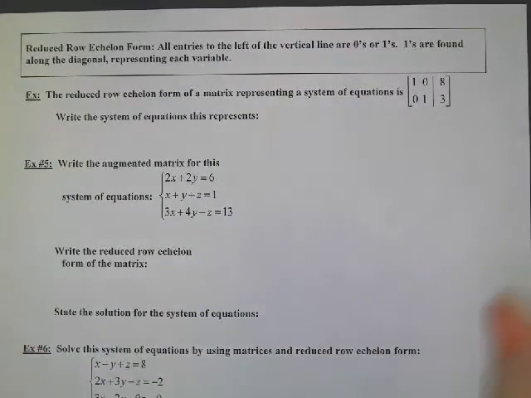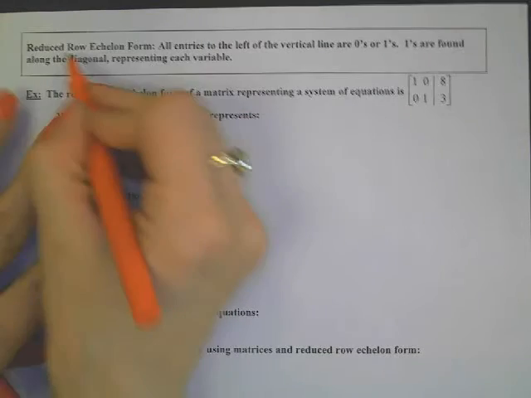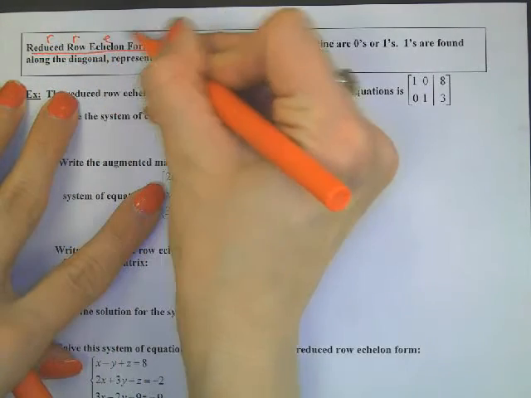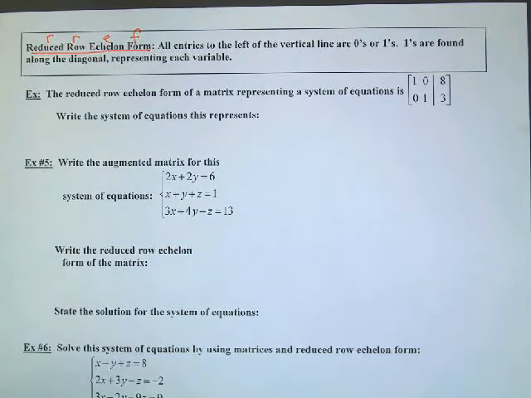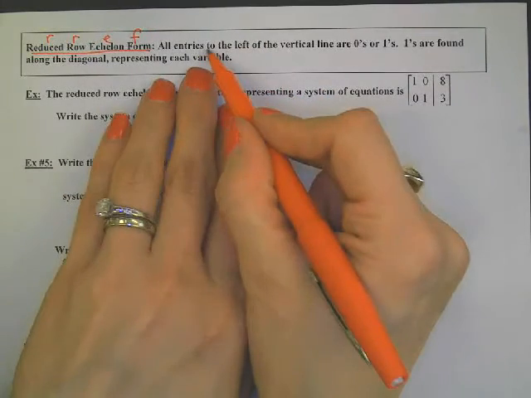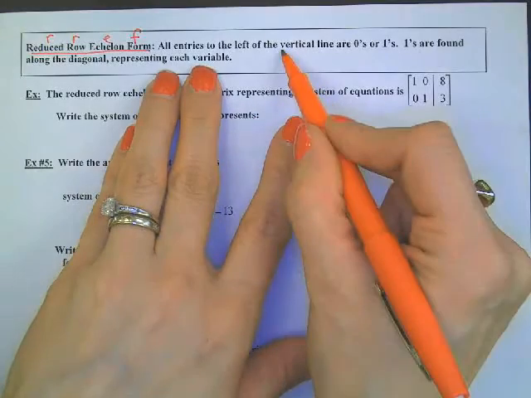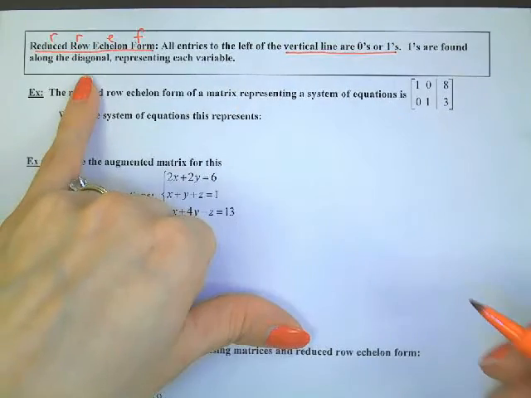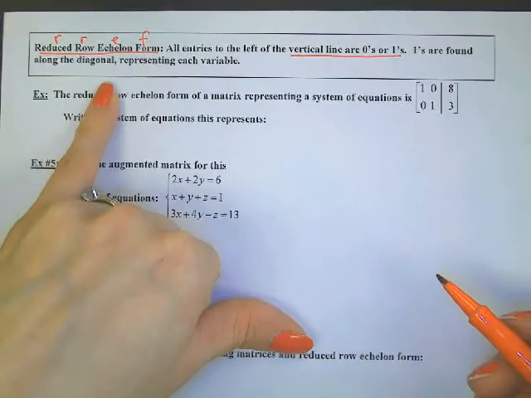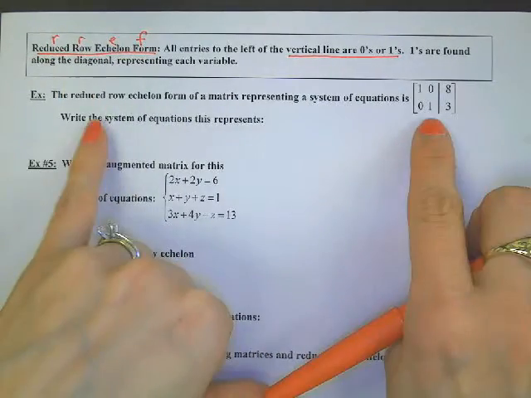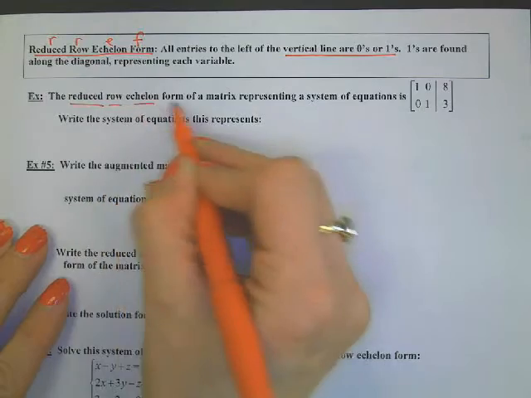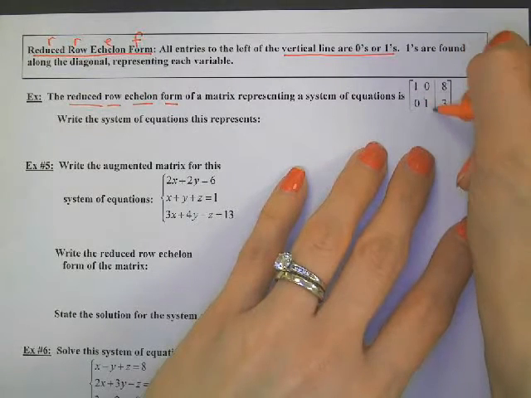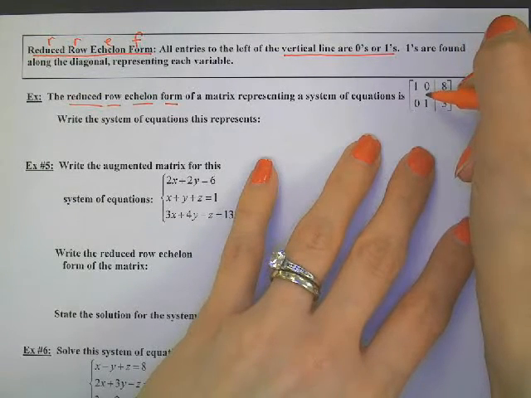Another type of matrix that we're going to use a lot is the reduced row echelon form, and that's called RREF. The reduced row echelon form is a matrix where all entries on the left of the vertical line are either zeros or ones. Ones are found along the diagonal, representing the variable. Okay, for example, take a look at this. This one right here is a reduced row echelon form. Everything on the left is 0s and 1s. See how there's 1s going along the diagonal, and everything else is 0.